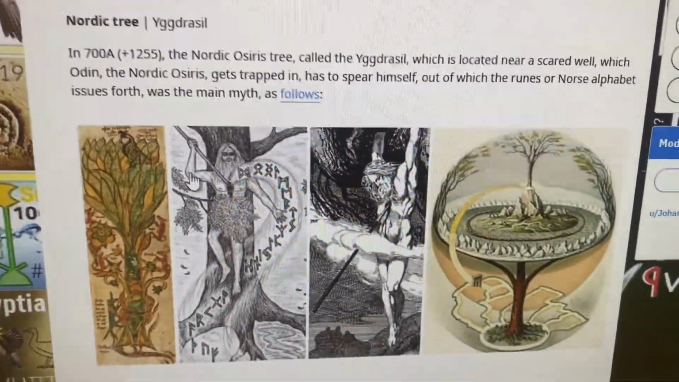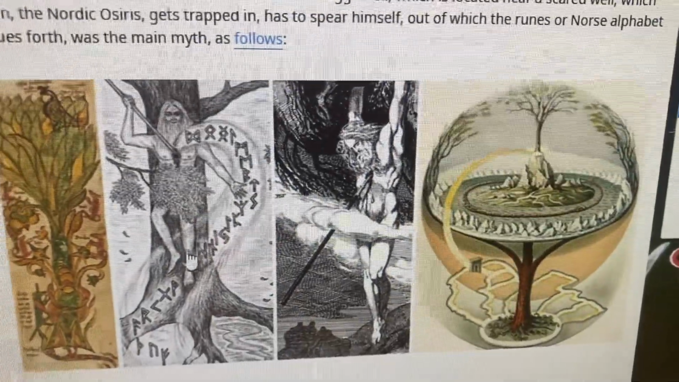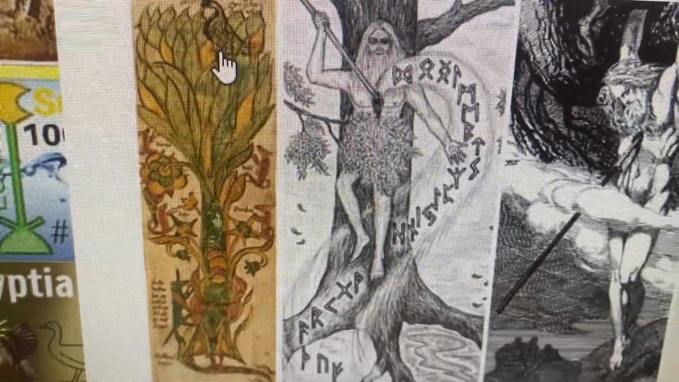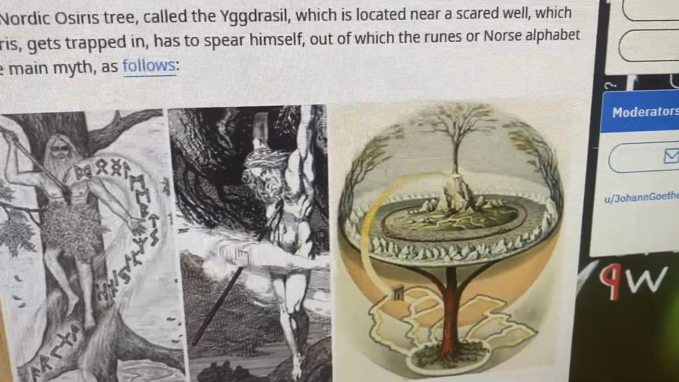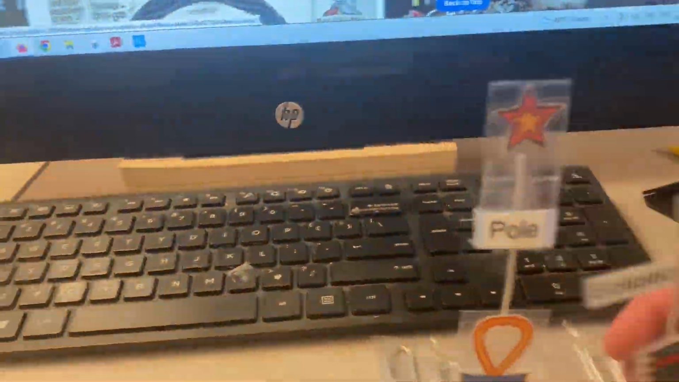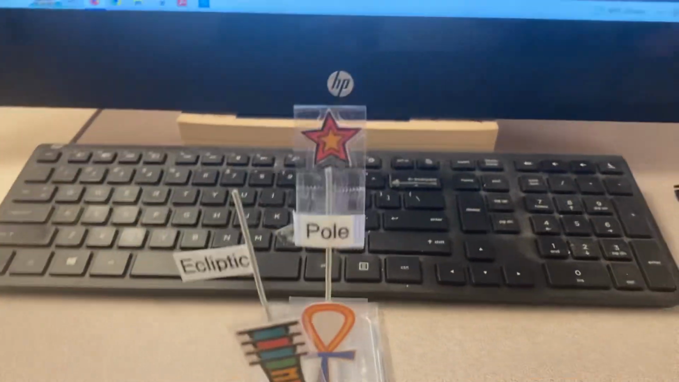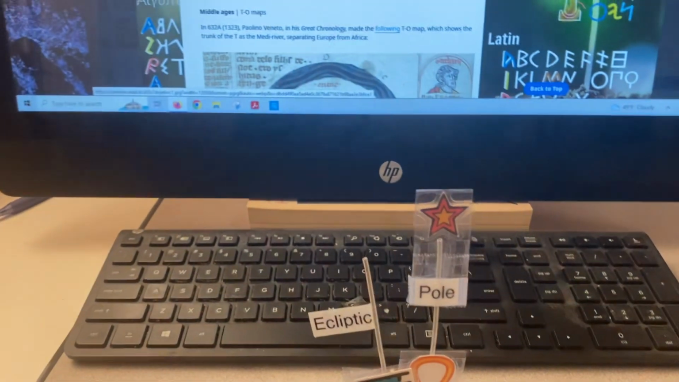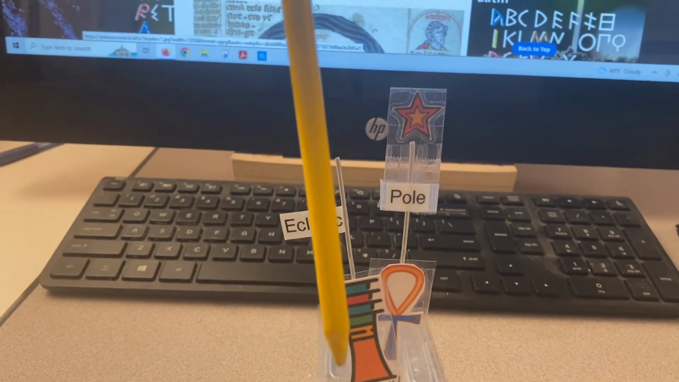And then the Nordic version, Odin gets speared to the tree, and all the runes come out of his body. Here we see another version of the Nordic Osiris tree, Odin getting speared. So the spear, again, has to do with the precession of the equinoxes. So one of these is the spear. I think this one is the spear, and this one is like this.